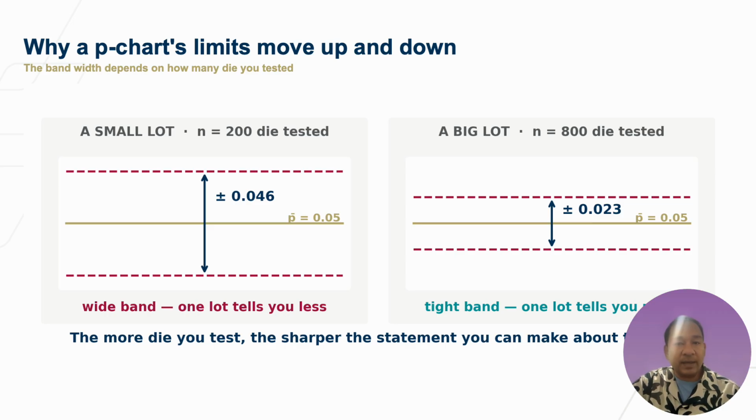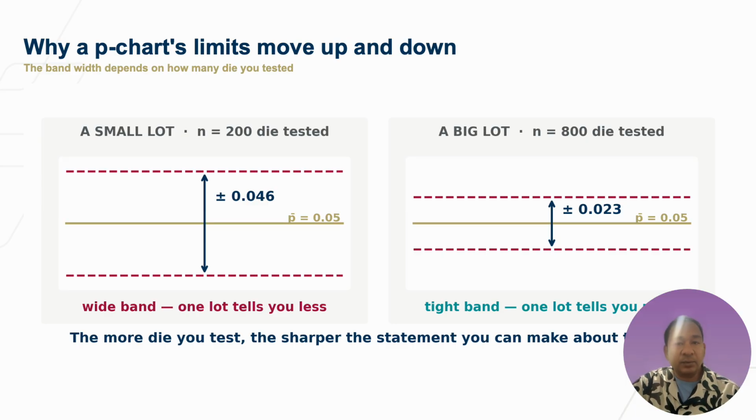Lot to lot, up and down, it is a staircase. The reason is on this slide. Both lots come from the same process, running at the same 5% failure rate. The left lot has 200 dies tested, the right lot has 800. With 200 die, the band is plus minus 0.046, nearly 5 percentage points wide. With 800 die, it is plus minus 0.023, half as wide.